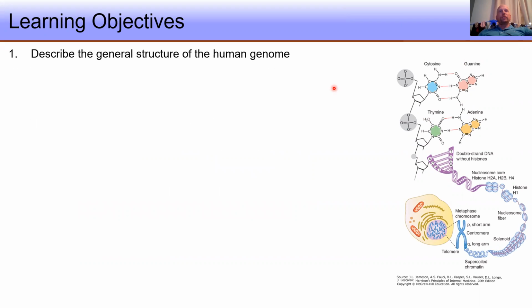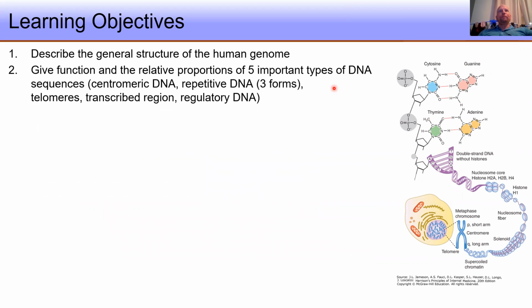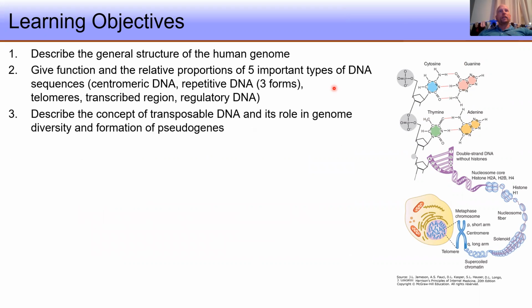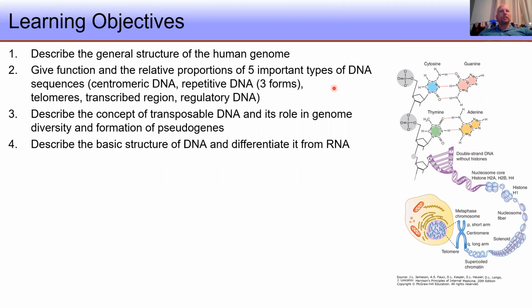So we're going to start off with the general structure of the human genome. We'll talk about function and relative proportions of 5 important types of DNA sequences, including centromeric DNA, repetitive DNA, telomeres, the transcribed region, and regulatory DNA. We're going to describe the concept of transposable DNA and its role in genome diversity and formation of pseudogenes.